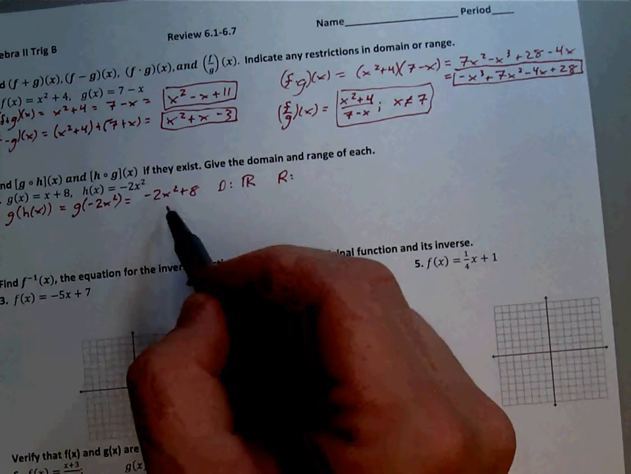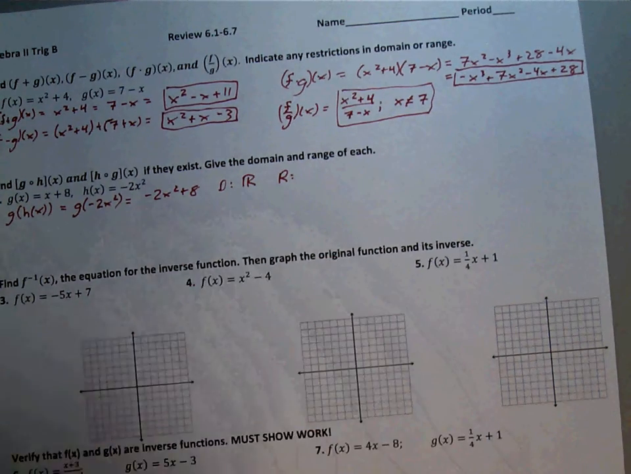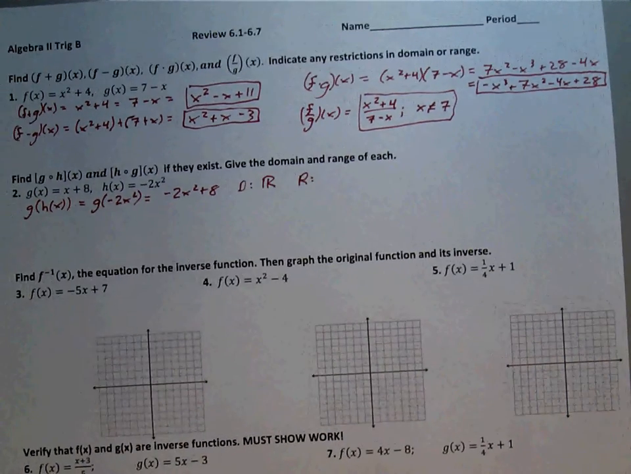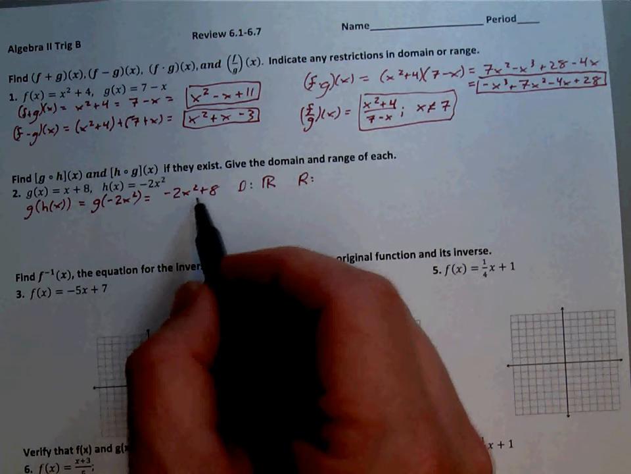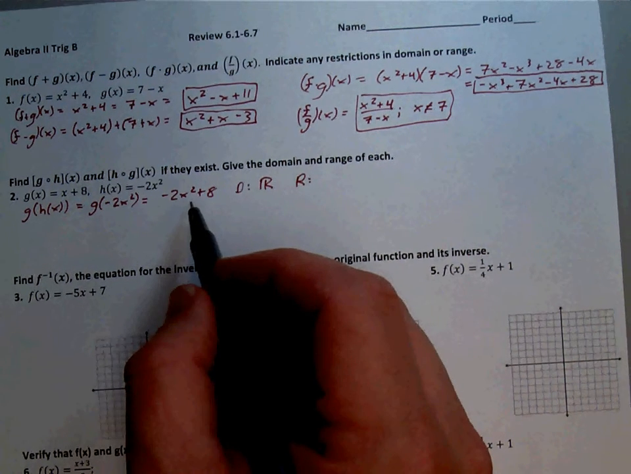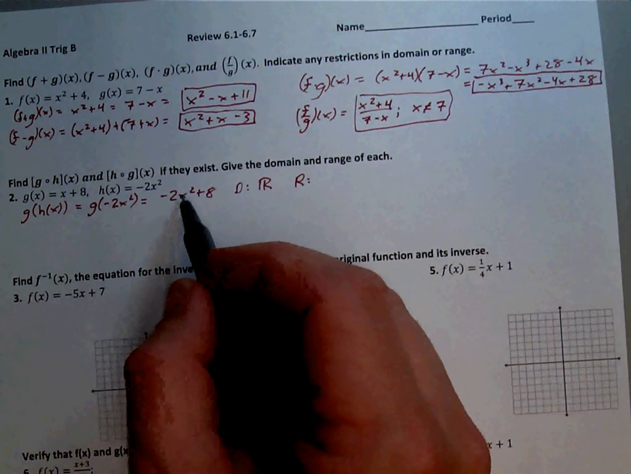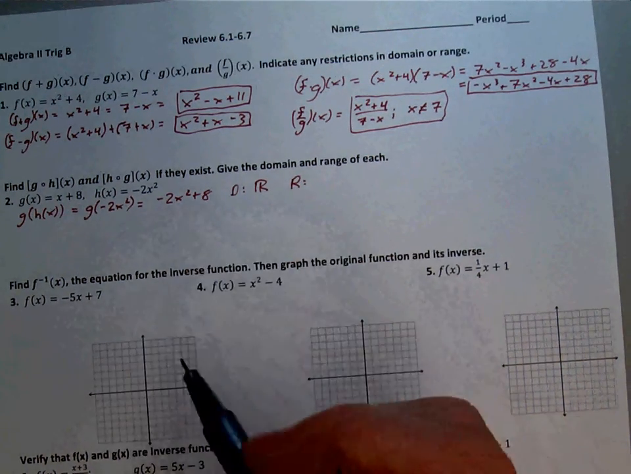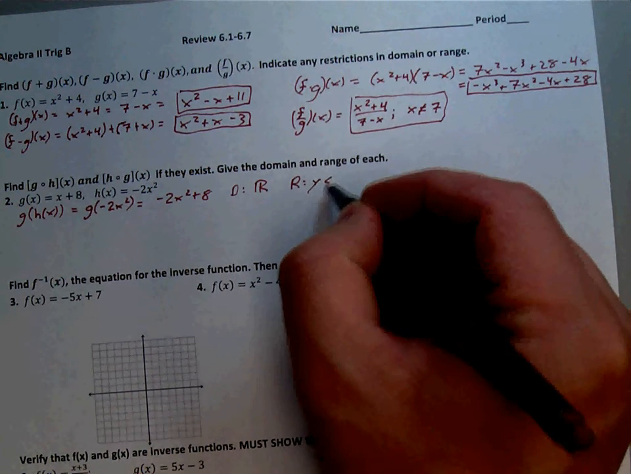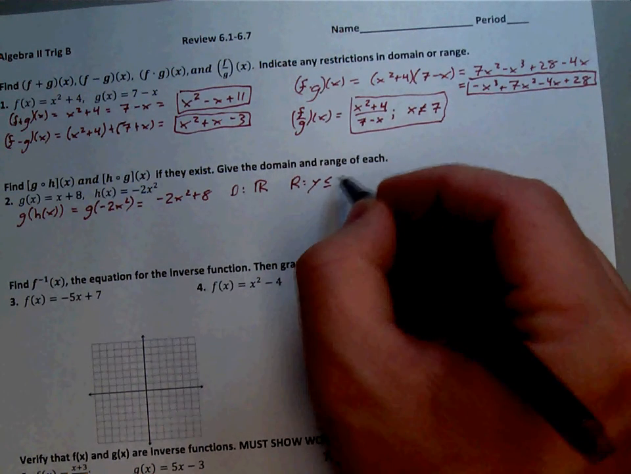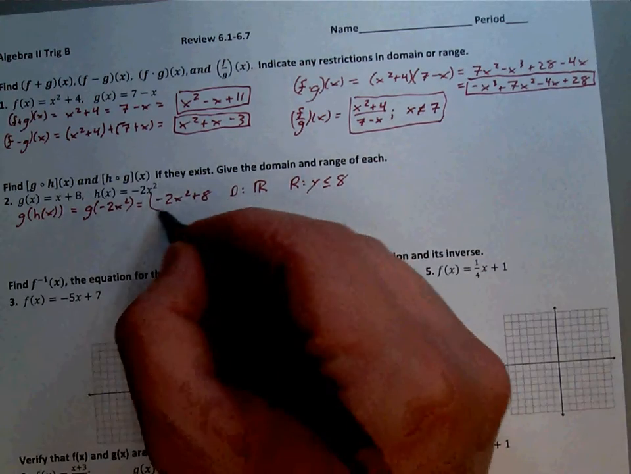It is a parabola that's opening down, so it'd be nice to know where its vertex is. So if I did negative b over 2a, the b is 0. Negative 0 over 2a, it's going to be a 0, so plug 0 in, and we get 8, so (0, 8) is the vertex. It is opening down, so y will be less than or equal to the 8.